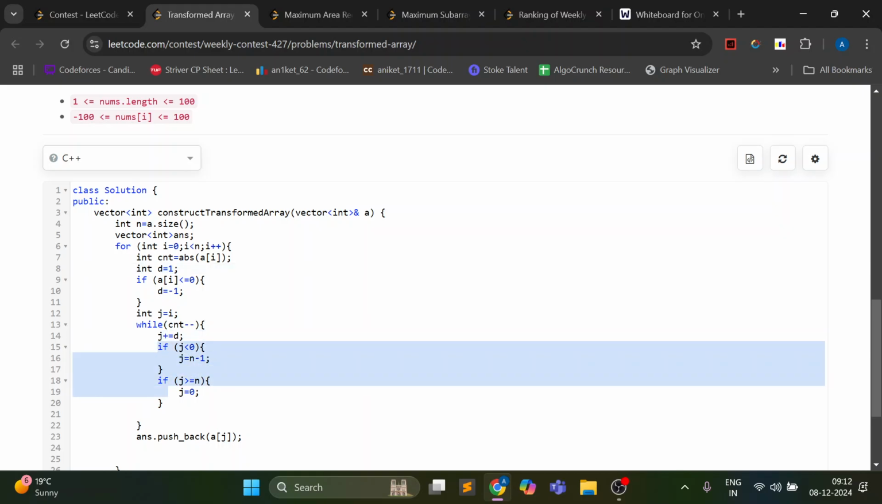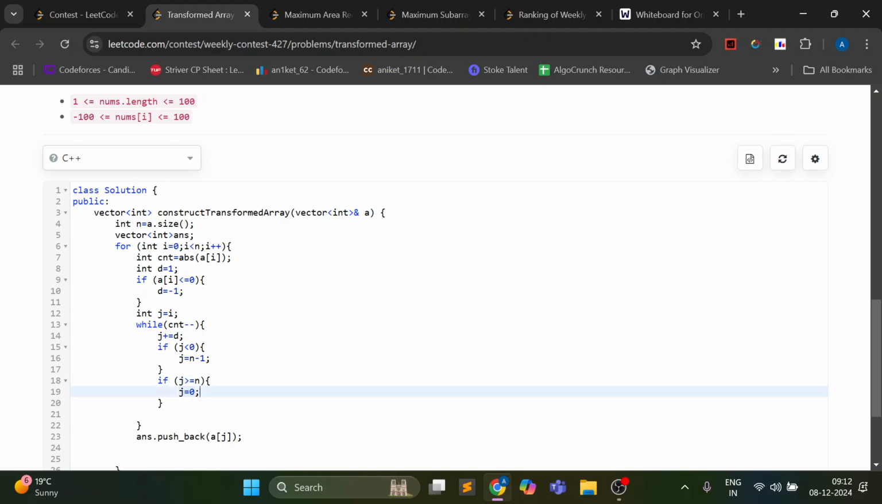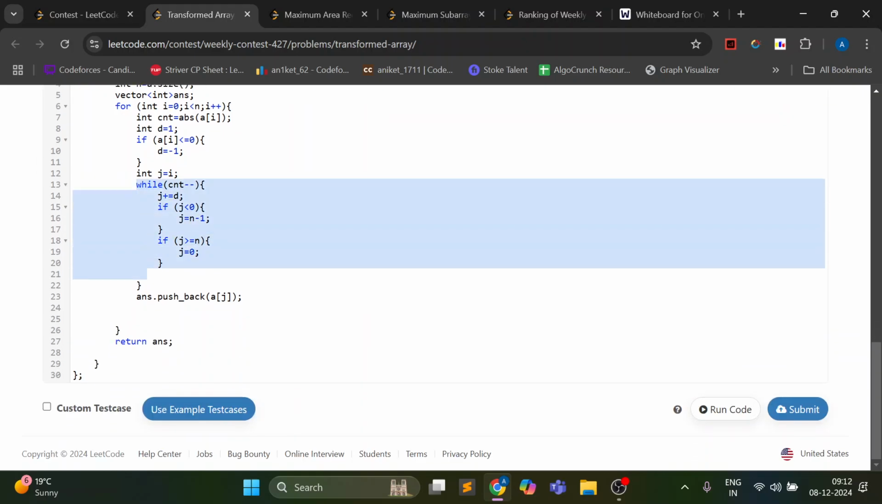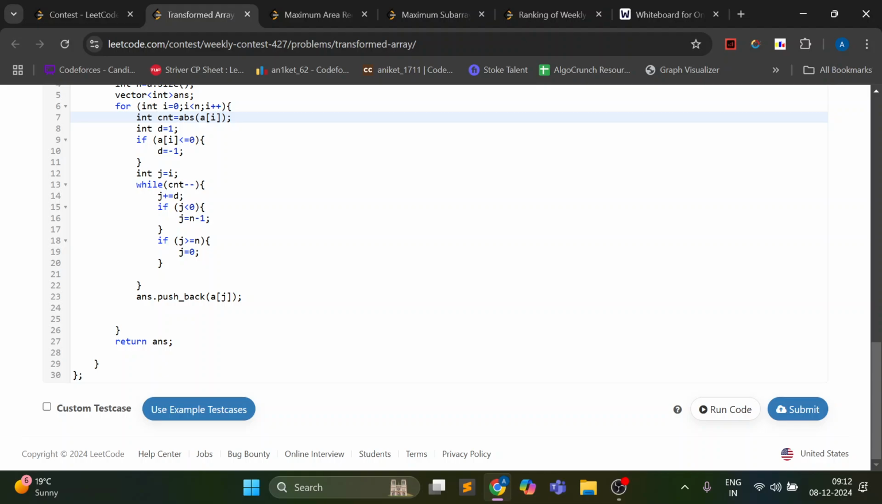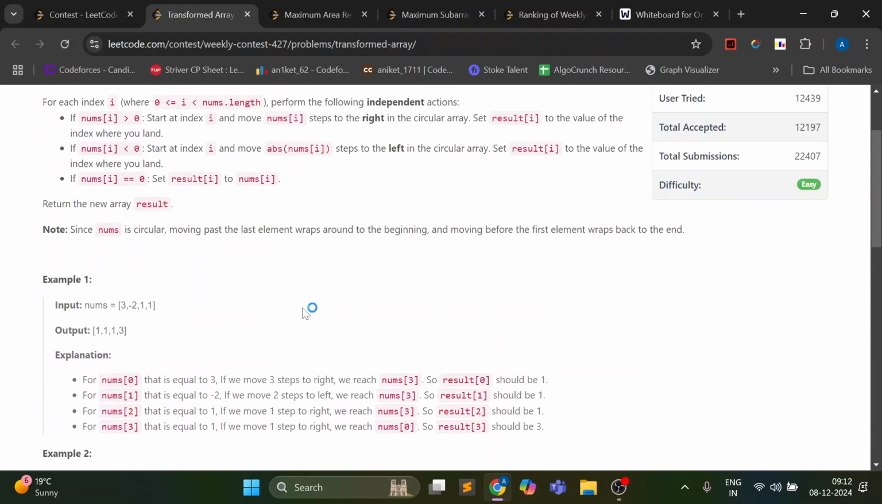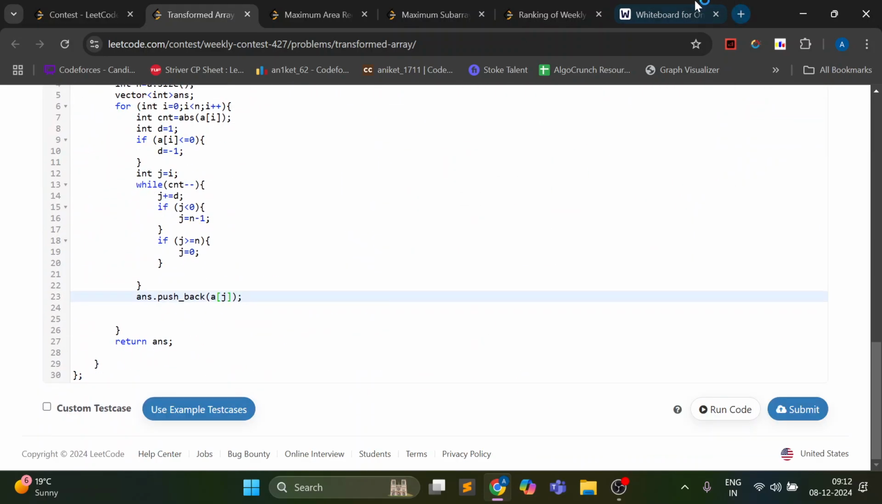Now I have these two conditions to handle the case of the circular array. If j becomes less than 0, j will be n minus 1. If j becomes greater than or equal to n, then j would be 0. And after performing the count number of steps, I'm just pushing the value which is at index j. So this was the solution to the first problem, the brute force solution.